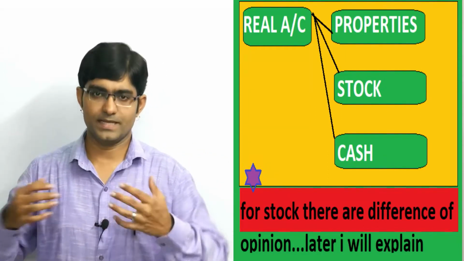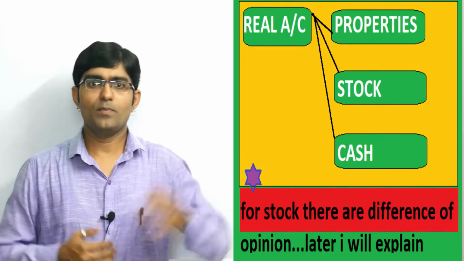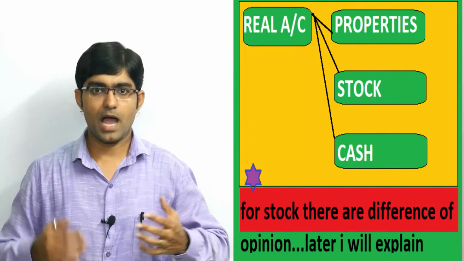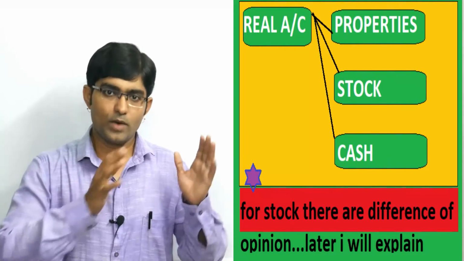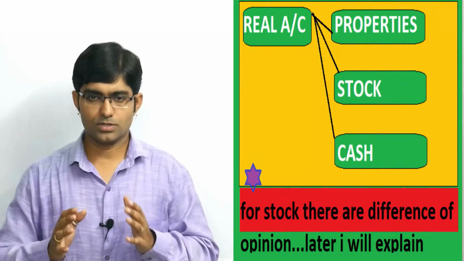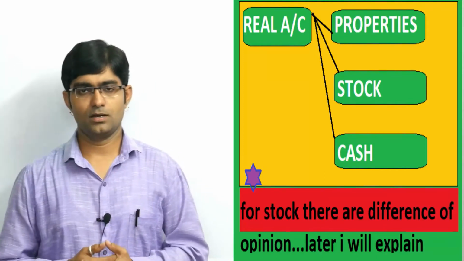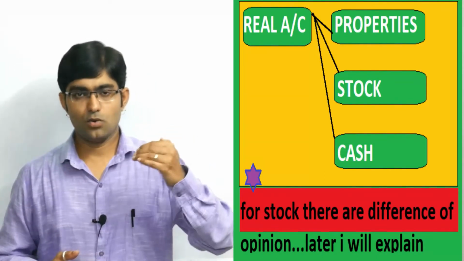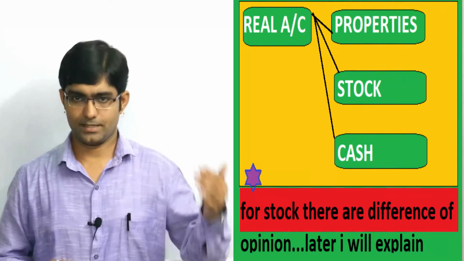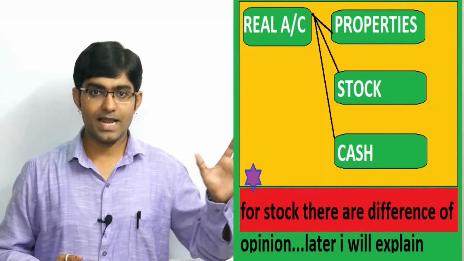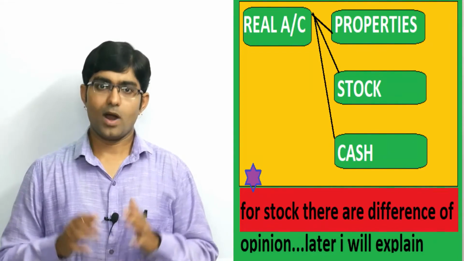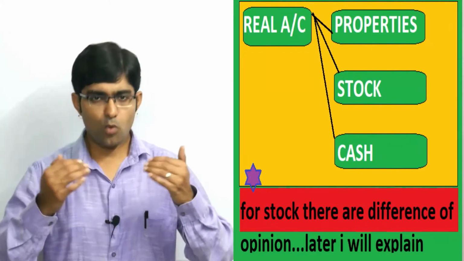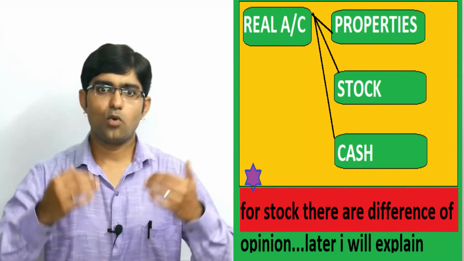for doing business. We purchase goods from a wholesaler and we sell that in the retail market. For that purpose, we need to purchase some goods. That is nothing but stock. Stock is also a real asset. All these real assets come under real account. Now what is the rule? Debit what comes in, credit what goes out.